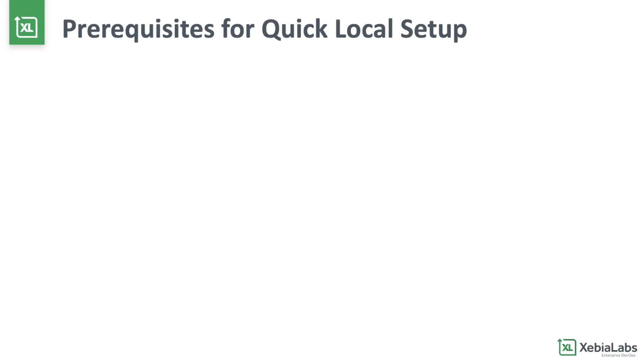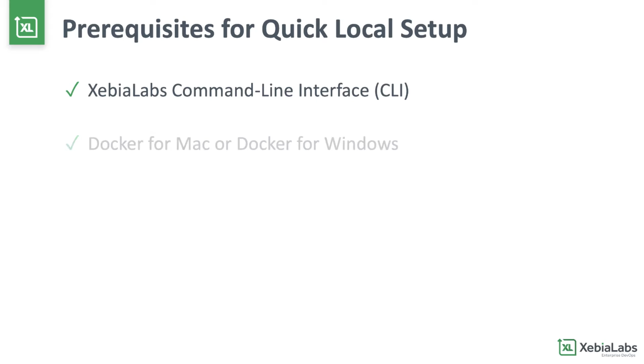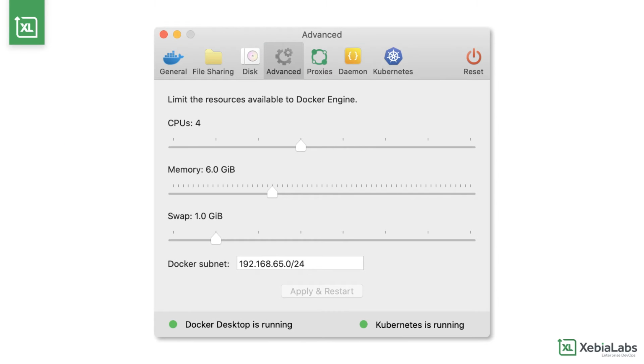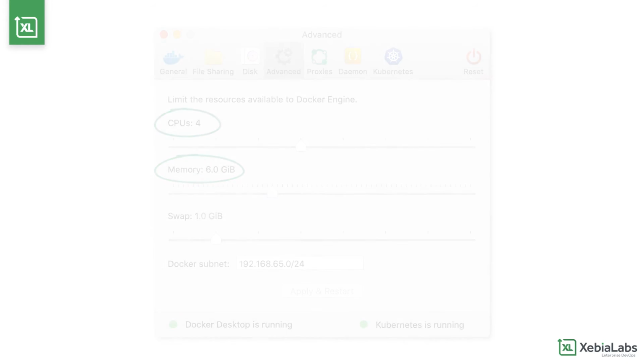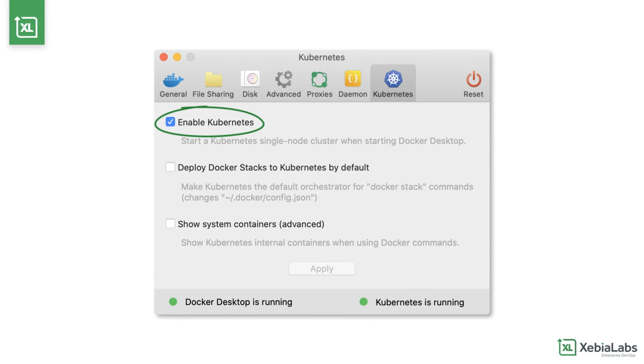Before getting started, you need to prepare a few things. First, you'll need to download the XebiaLabs command line interface from the XebiaLabs software distribution site. You'll also need Docker for Mac or Docker for Windows running on your local computer. You can download it from the Docker website. Next, be sure you've allocated enough resources to Docker. At least 4 CPUs and 6 GB of memory are required. Then, enable Kubernetes in Docker. It will take a few minutes for Docker to install Kubernetes and start the cluster.